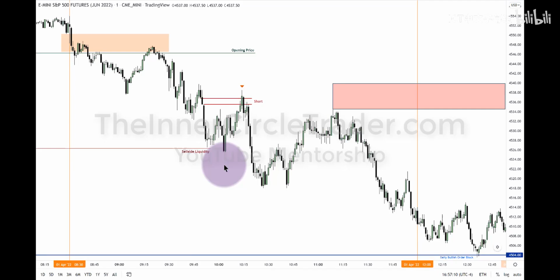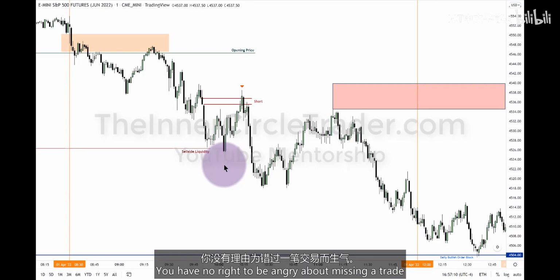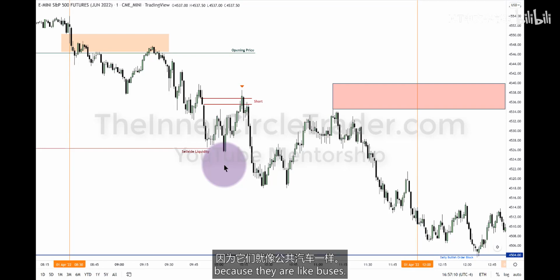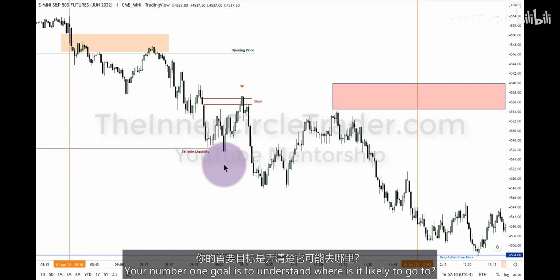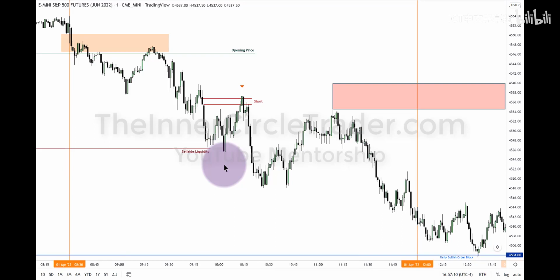And just know that because they repeat, none of you should be upset that you missed a trade. Like none of you. Nobody has the permission. Okay? You have no right to be angry about missing a trade. Because they are like buses, okay? Mass transit buses that come by like a schedule. Every certain time of the hour or day, these buses are going to come around. These trades are just like that. You can set your clock to them, okay? They're going to form. They're going to be there. Your number one goal is to understand where is it likely to go to?